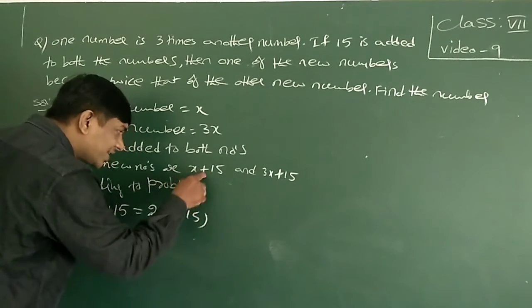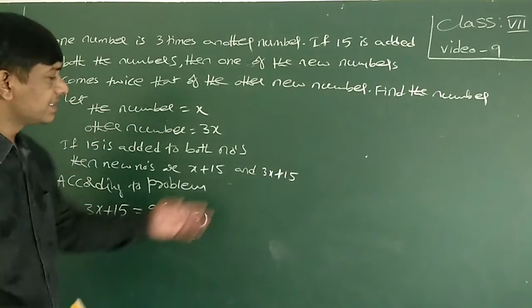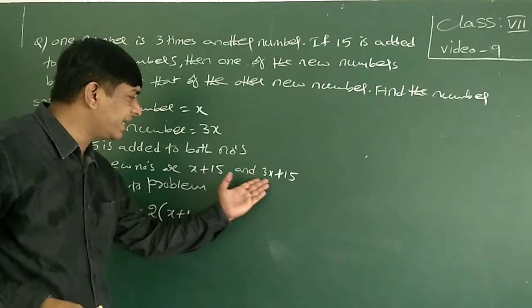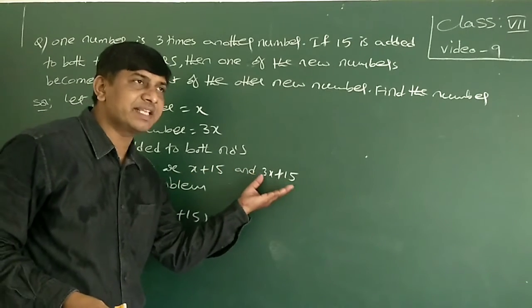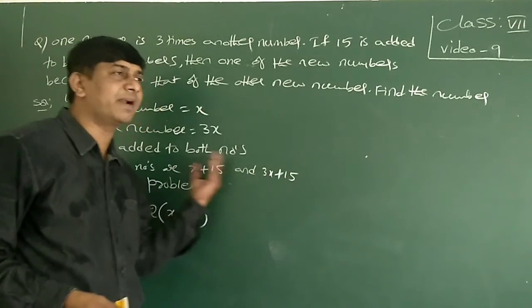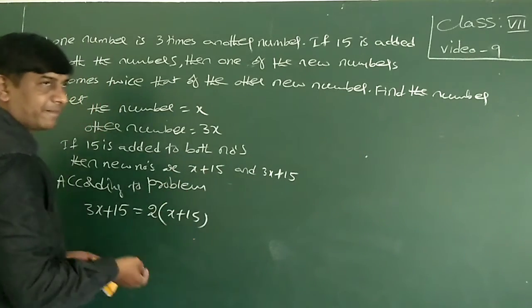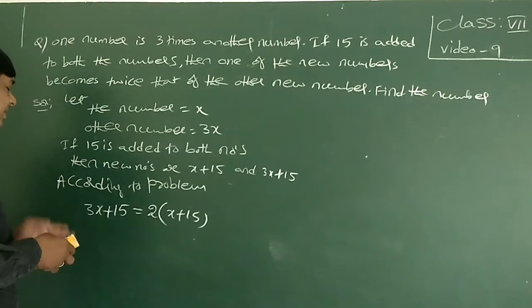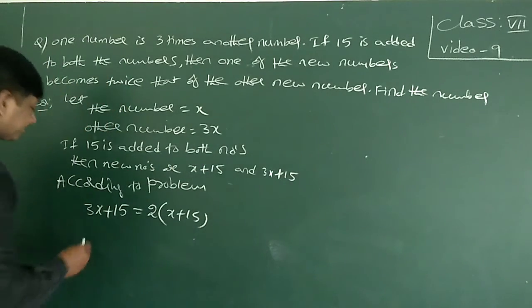Why, sir, can we take this one as 2 times that one? Because by observing 3x plus 15 and x plus 15, this number is obviously greater than that number. So the greater number is 2 times the smaller number. As per the question, 3x plus 15 is equal to 2 times (x plus 15).